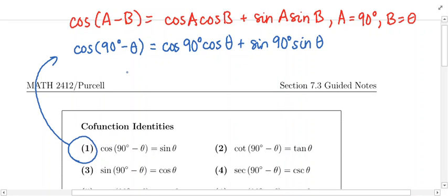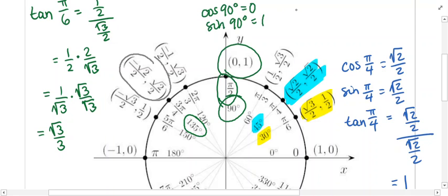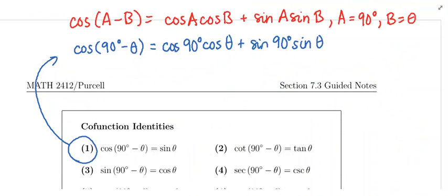We are left with two quantities that we know, the cosine of 90 degrees and the sine of 90 degrees. If you go to the unit circle, we know 90 degrees is the same thing as pi over 2, so we need to look at this ordered pair 0, 1. So the cosine of 90 degrees is 0. The sine of 90 degrees is 1. We can pop those values in.